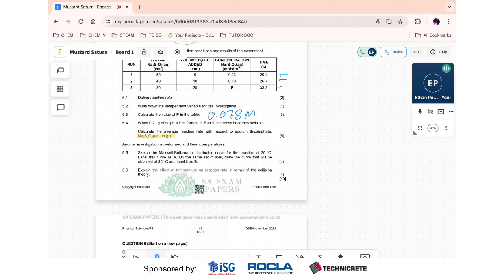Going on to 5.6. So in terms of collision theory, there's a lot of different ways you can phrase this, but you just have to include these couple of key phrases. So the collision theory is basically at higher temperature, particles move faster and have more kinetic energy. Therefore, more molecules have sufficient kinetic energy for an effective collision, where they can collide with another molecule and react. So it's basically correlating. Higher temperature means higher kinetic energy, which means more collisions, which means faster reaction.